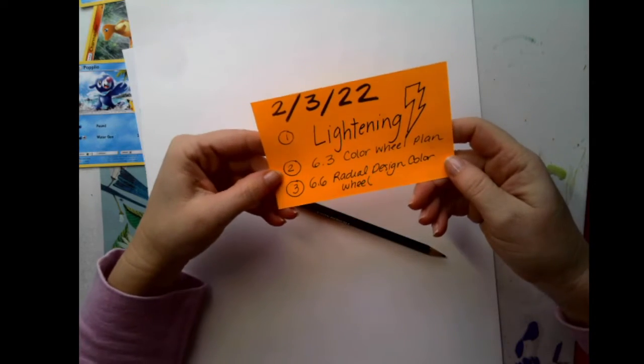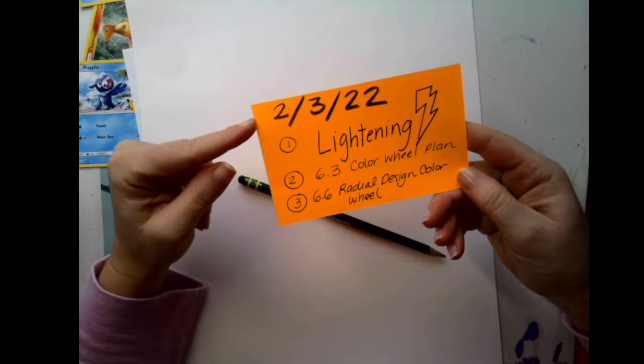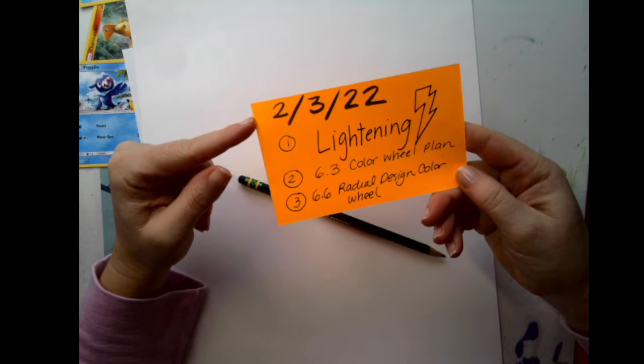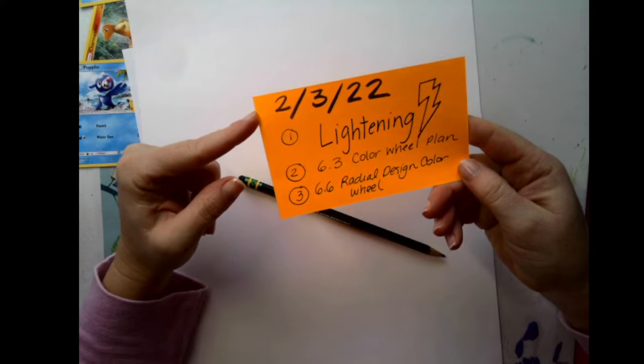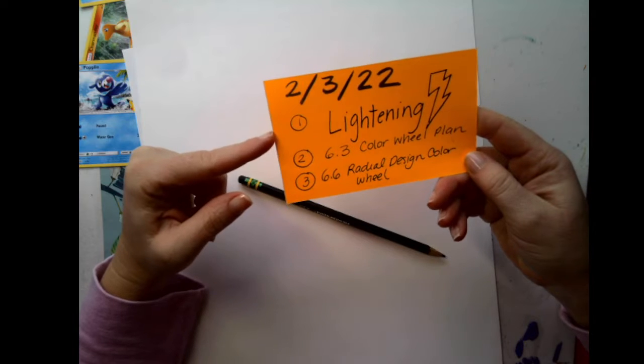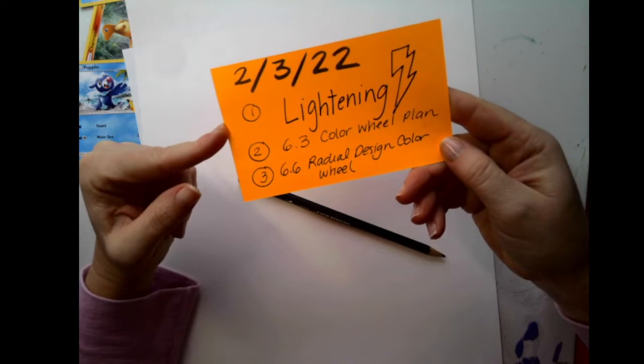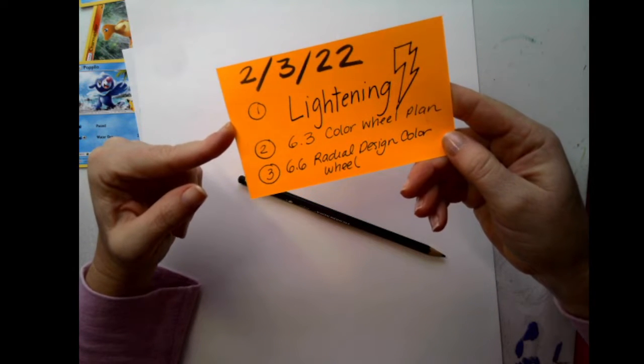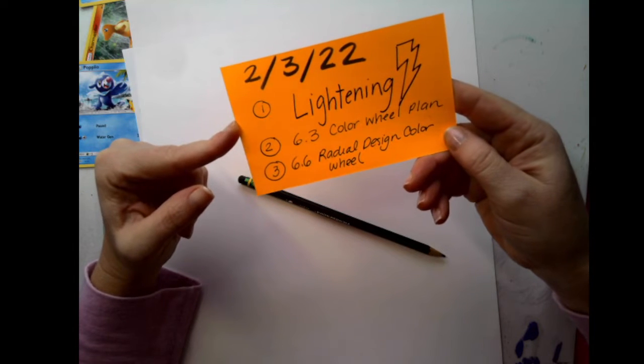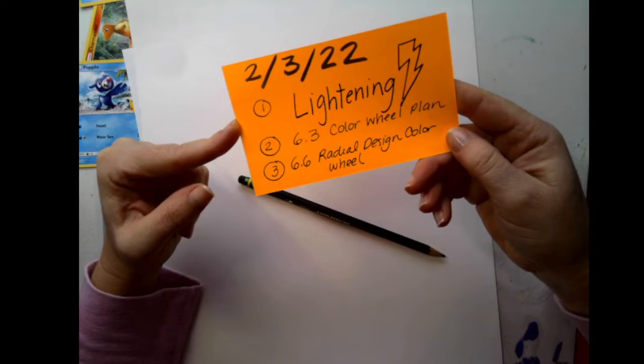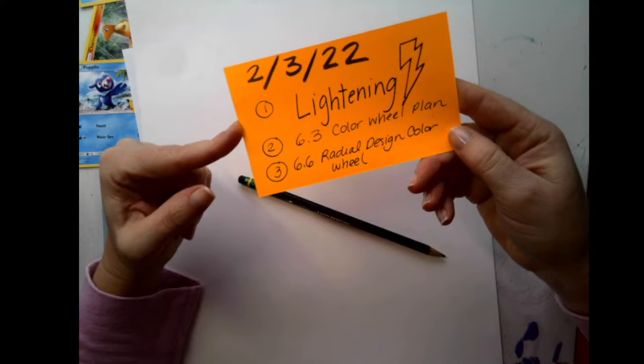This is your daily instruction video. This is February 3rd, 2022. We have three things on our agenda. Number one is your daily sketch. So your prompt for today is lightning. Spend about 7 minutes in your sketchbook, in the square or on the larger drawing.